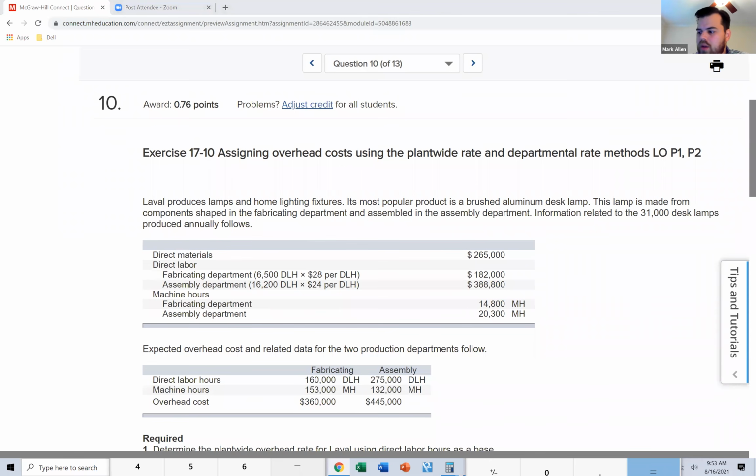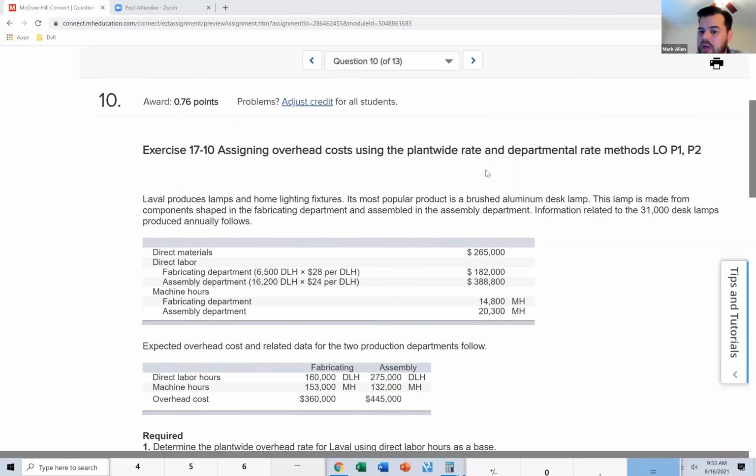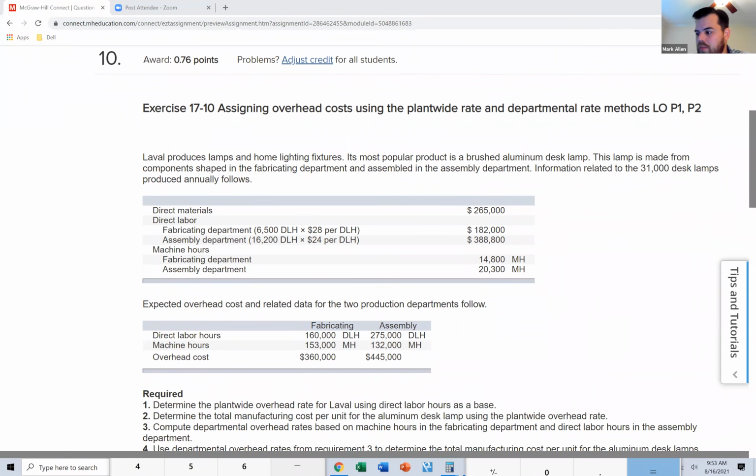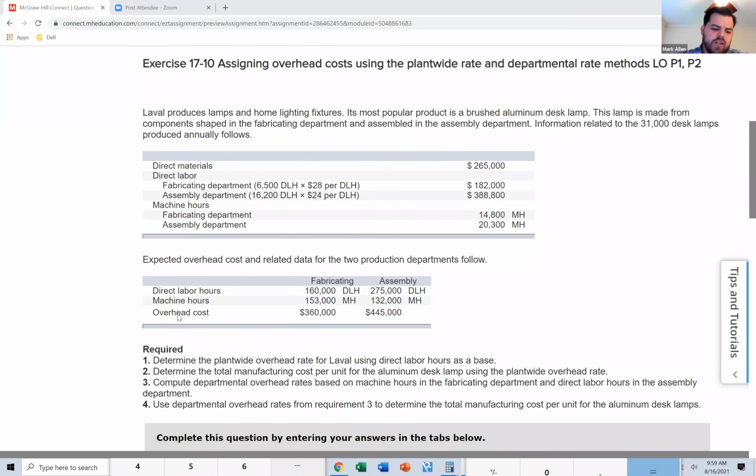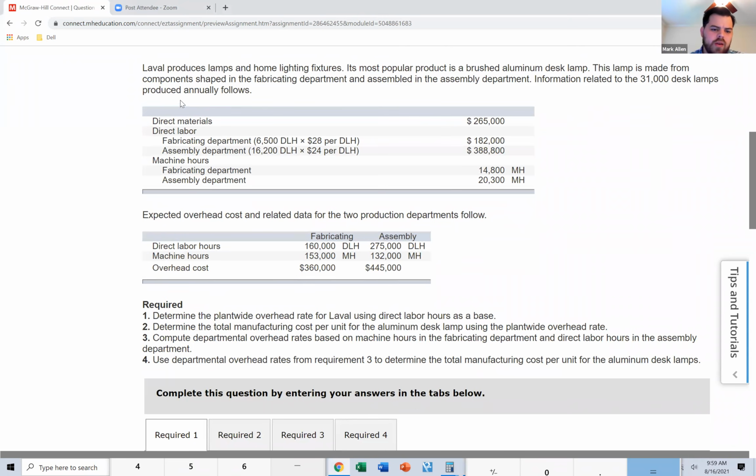Now, number 10, we'll be looking at here. And whenever we're looking at number 10, what we're looking at is the assigning of overhead costs using the plant-wide rate and the departmental rate method. All right, so in this one, we see that our company produces lamps and home lighting fixtures. Their most popular product is a brushed aluminum desk lamp. The lamp is made from components shaped in the fabricating department and assembled in the assembly department. Information related to the 31,000 desk lamps that they produce annually follows. And so we see that information here.